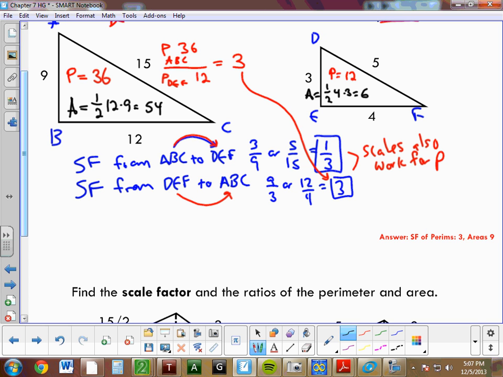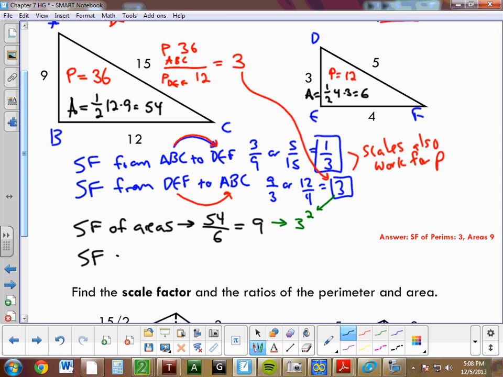So if you wanted to find the scale factor of the areas, if you look at 54 divided by 6 to get the scale factor, that would be 9. If you notice, that's 3 squared. So it's just this scale factor squared, which makes sense because area is square units.